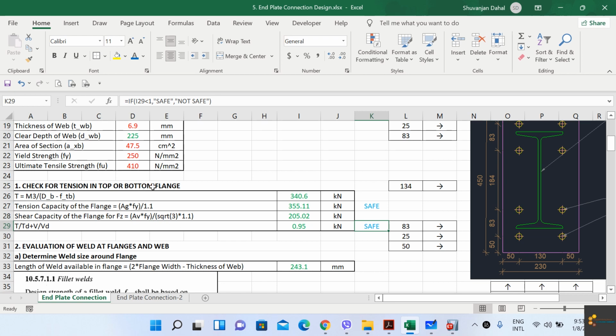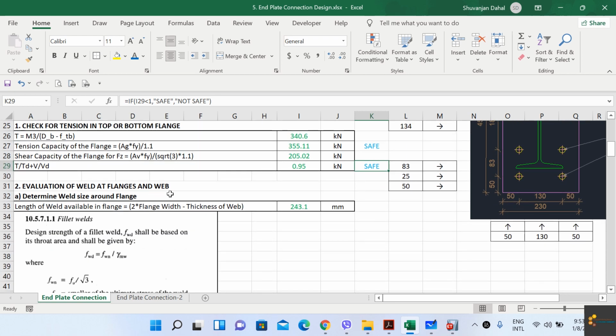Now after checking for tension in top or bottom flange, let's go to the evaluation of weld size at flanges and web. Since we are using weld to connect the end plate with our beam section, we have to check for the size and capacity of our weld also.